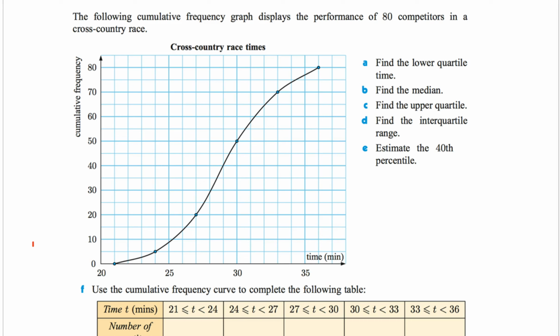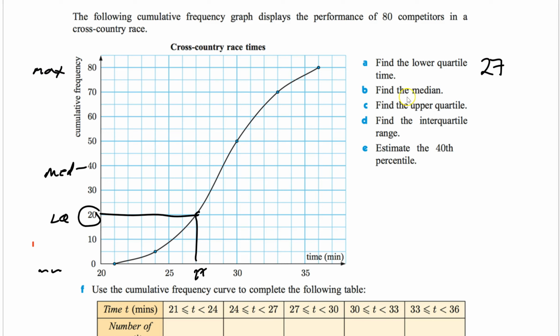First one, find the lower quartile. Now again, 80's the max, 0 is the min. So my median will be halfway, which is 40. So this is my median right here. Since I have 40, my lower quartile will be halfway between the min and the median, which would be 20. So this is my lower quartile, or Q1. And as always, you don't just stop there at 20. You have to use the graph. Number 1 rule here is use the graph. So go across, go down. It looks like it's 27. So 27 is the lower quartile.